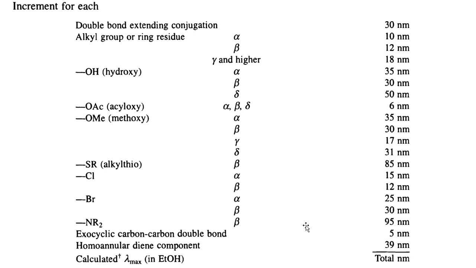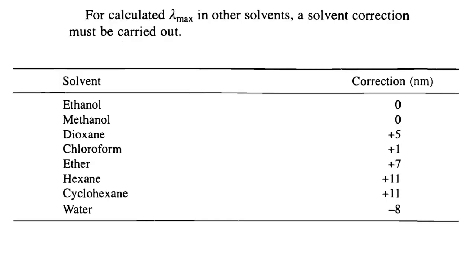The above calculation is based on taking ethyl alcohol as solvent. If we change the solvent, then a solvent correction must be added. For example, ethanol 0 nanometer, methanol 0 nanometer. While dioxane, if we change the solvent from ethanol to dioxane, we have to add 5 nanometer. If it is chloroform, a solvent correction of 1 nanometer is to be added.